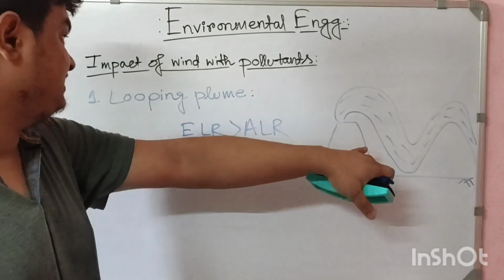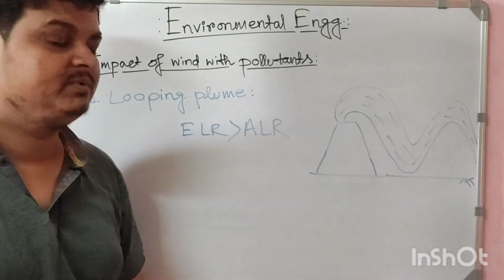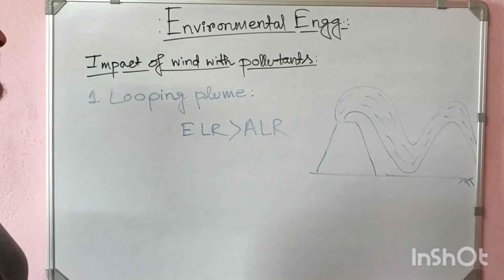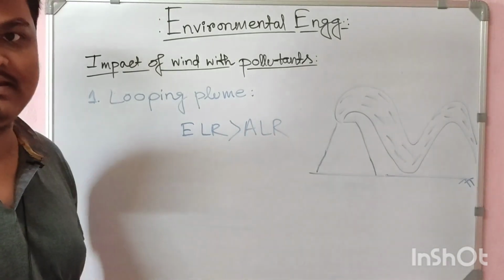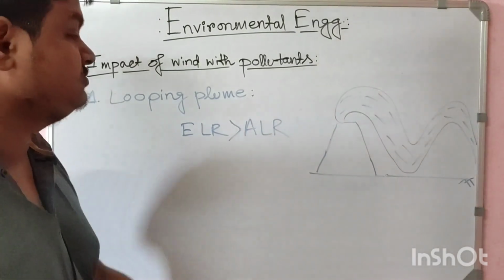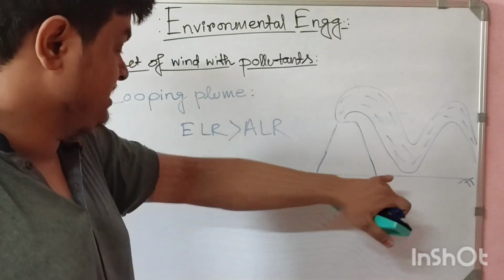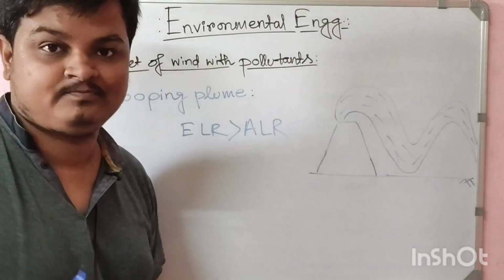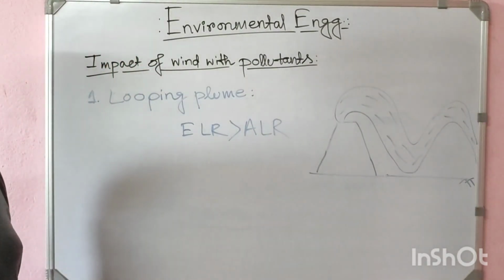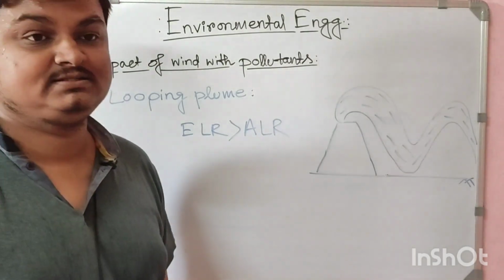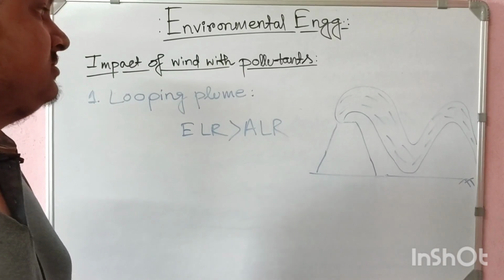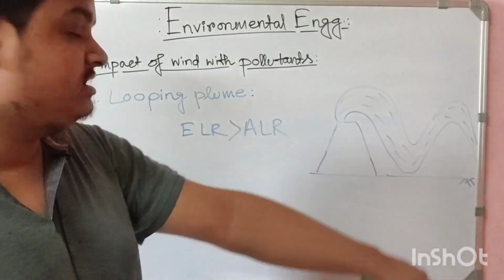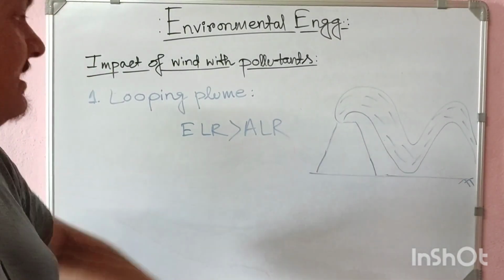So we are telling this plume is looping plume. What is the characteristic of this plume? Here the ELR, the environmental lapse rate, will be greater than the ALR. And the most important thing, this is so polluting that it will be touching the ground. So this is so dangerous for the surrounding people or the residential buildings. This plume will be touching the ground because of this ELR greater than ALR.